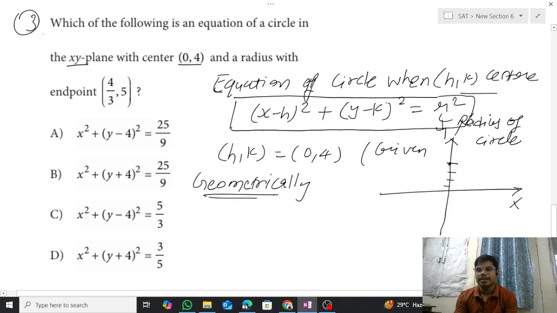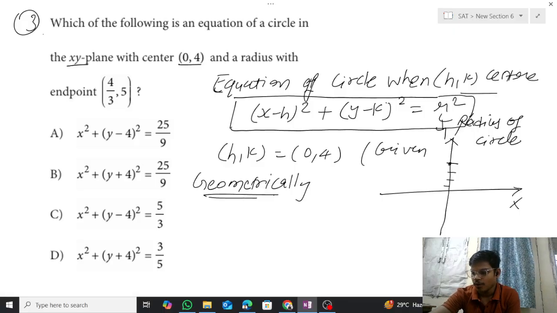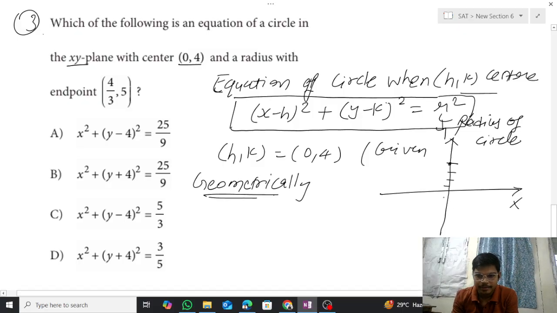So I need to find the radius. So the radius will be what? Because we have another point that is lying on the circle also, and that is the end point of the circle also. So what is the end point? The end point is 4 by 3 comma 5. So 4 by 3 comma 5, try to draw the point in xy plane.